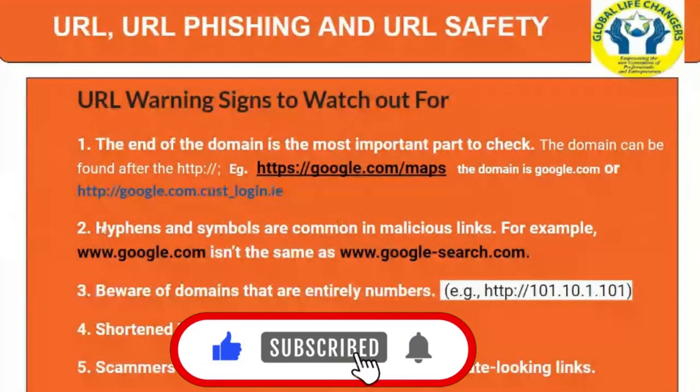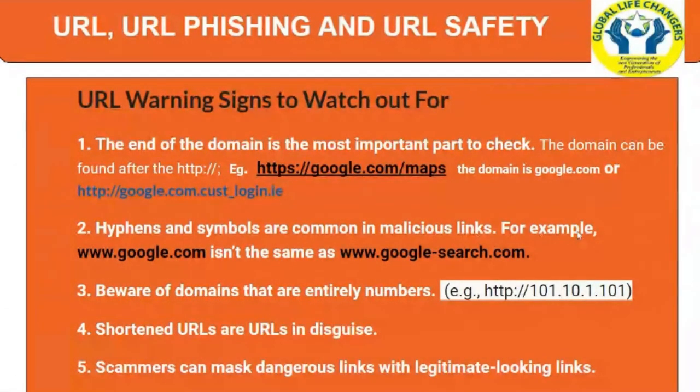The second one is that hyphens and symbols are common in malicious links. For example, legitimate websites don't often have hyphens or symbols in their domain names, as with the examples noted in point 1. Let's look at this. www.google.com is not the same as www.google-search.com. They are not the same at all. So the moment you see this, think twice before you click on it.